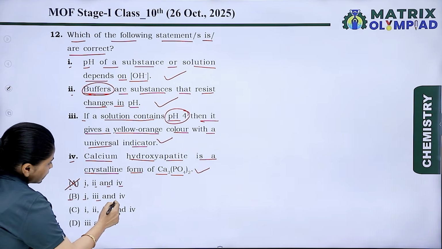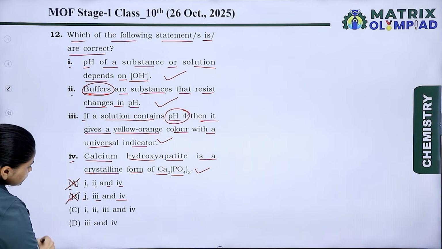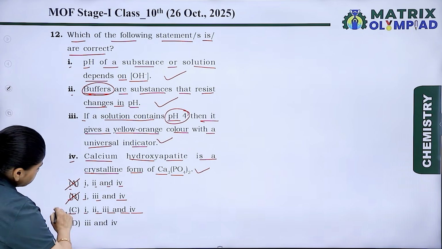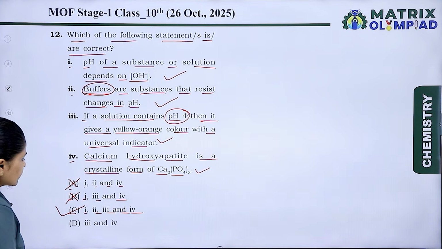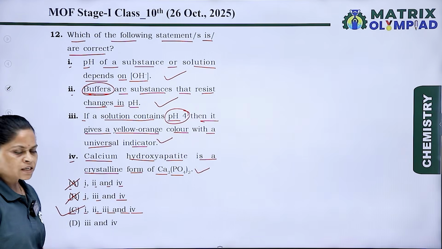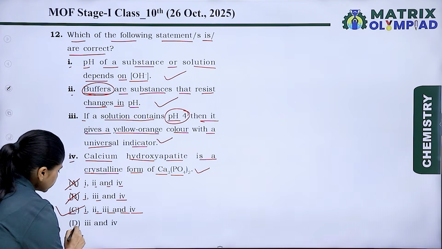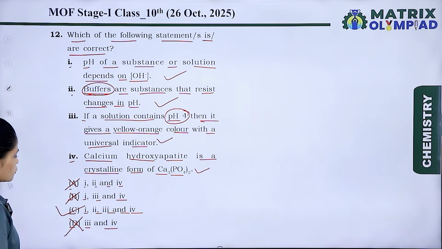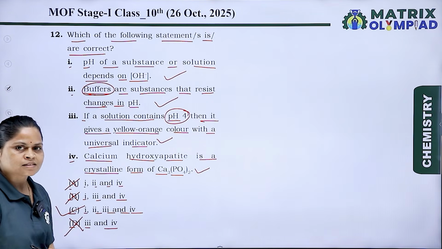B, first, third and fourth, no. C, first, second, third and fourth, yes. All statements are correct, so option C will be the correct option. D, third and fourth, no, this is wrong. So the correct answer is option C.